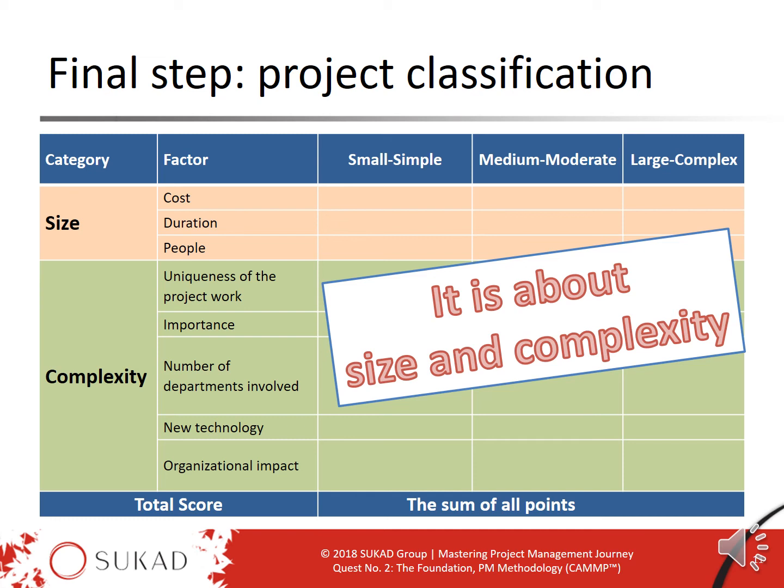So, in terms of project classification, this is a model we use: 2 categories, size and complexity, and each of them has a few factors in it. That could help us decide if a project may be small and simple, medium and moderate, or large and complex. These are the 3 primary classifications that CAMMP uses in SUKAD. However, we can add to these if we want. Micro project, which would be even smaller than small and simple, and mega project, which would be even more complex than large and complex. It all depends on the type of work you do.